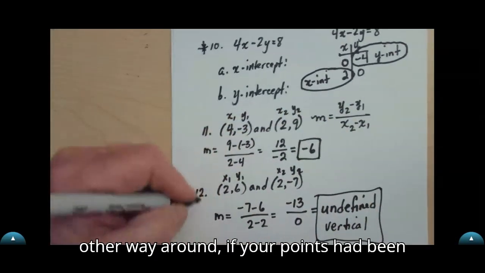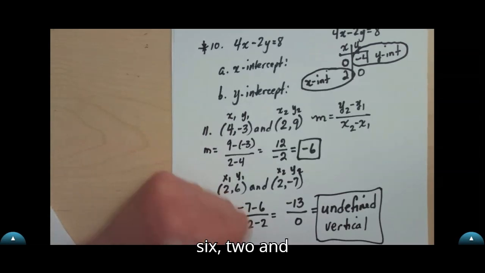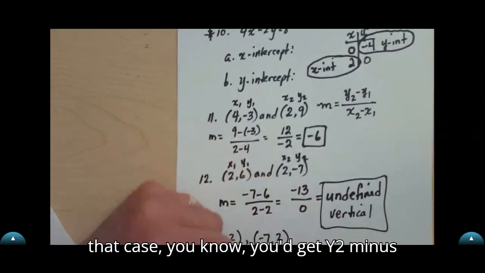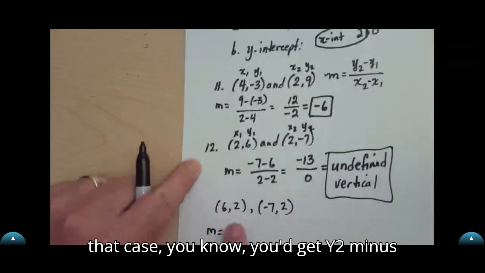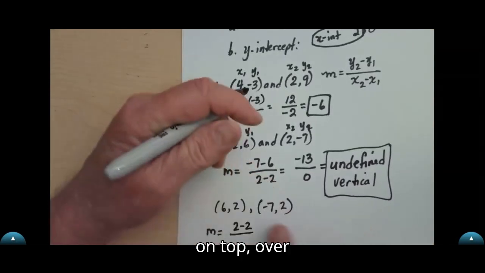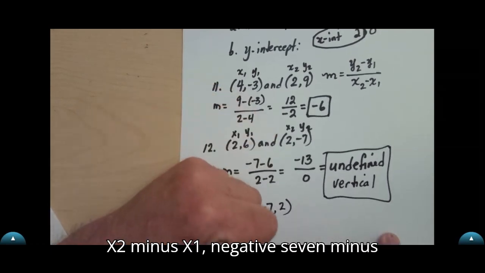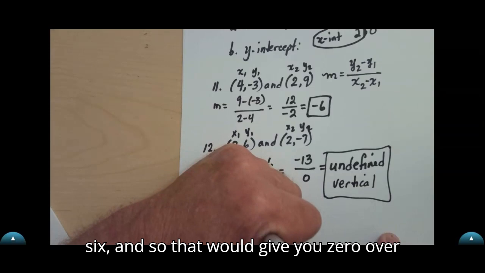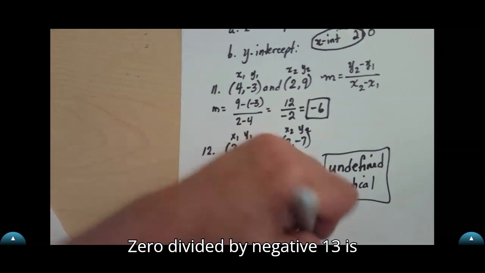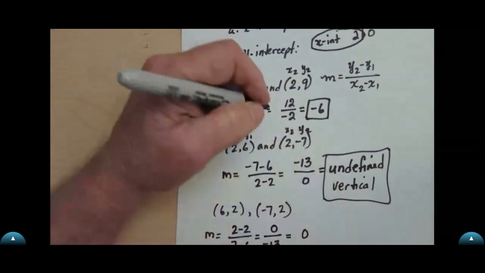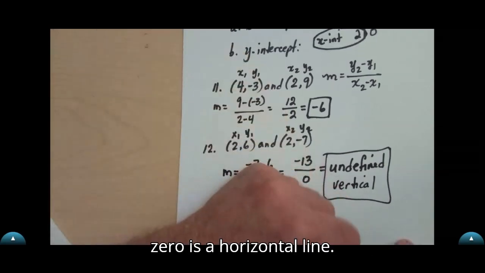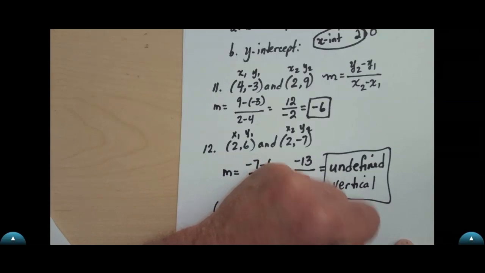If it had been the other way around, if your points had been 6, 2 and negative 7, 2, in that case, you'd get y2 minus y1, which would be 2 minus 2 on top, over x2 minus x1, negative 7 minus 6. And so that would give you 0 over negative 13. Now that's not undefined. 0 divided by negative 13 is 0. Every single line that has a slope of 0 is a horizontal line.